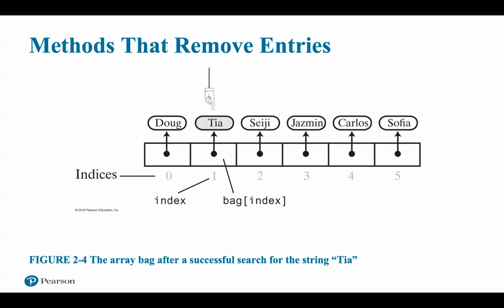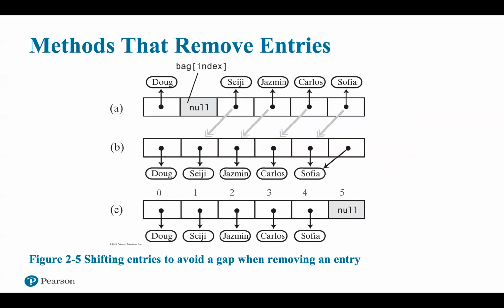As we discussed before, we will return either true or false according to whether we find the entry in the bag. Assuming that the bag is not empty, we search the bag array much as in the method that we talked about previously. And if anEntry equals bag[index], we note the value of the index. And so we're getting a chance to see how the remove method works here in the figure.